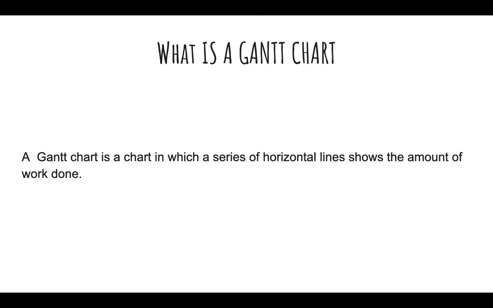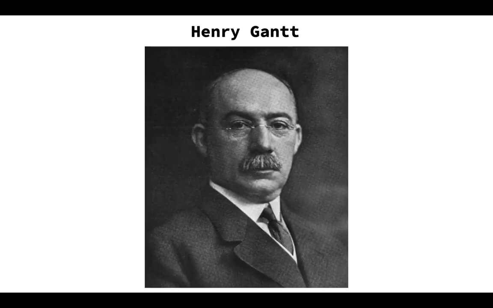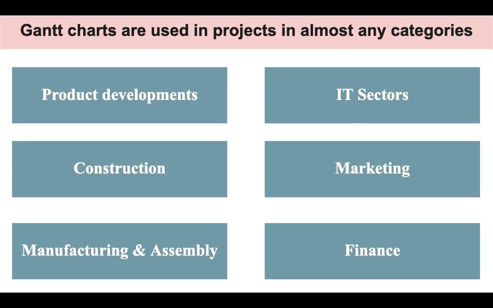Gantt chart is a chart where the horizontal lines show you the amount of work done in a project. Gantt chart was invented by Henry Gantt between the years 1910 and 1915. Today, Gantt charts are used everywhere. In product development, construction, manufacturing, assembly, IT sectors, marketing, and even finance.